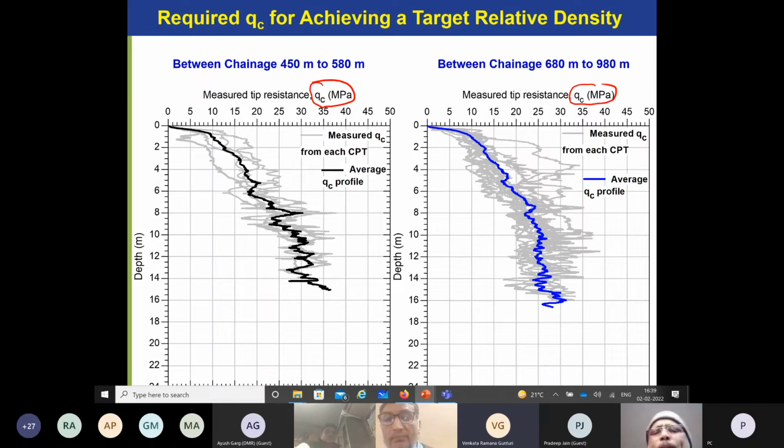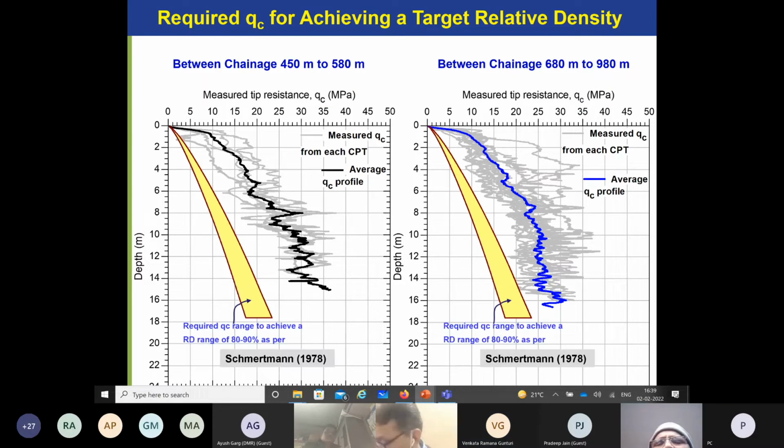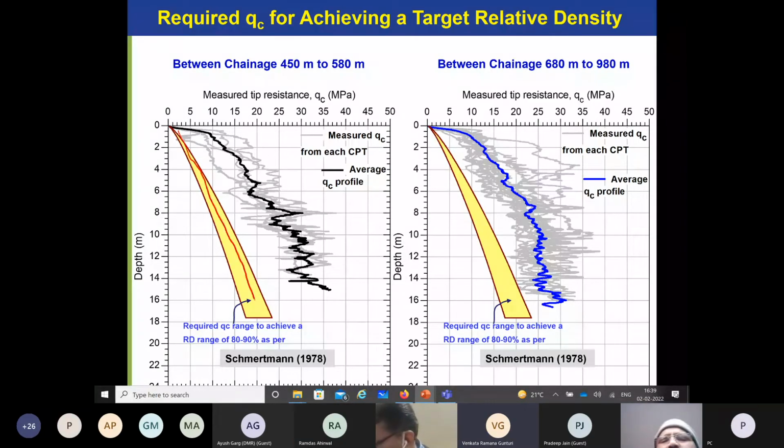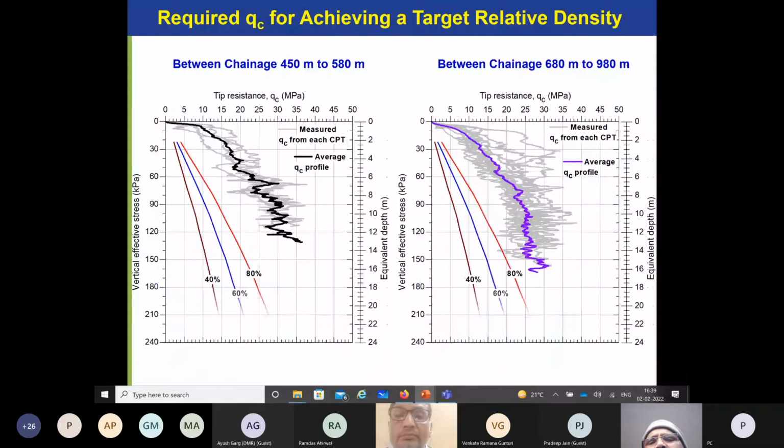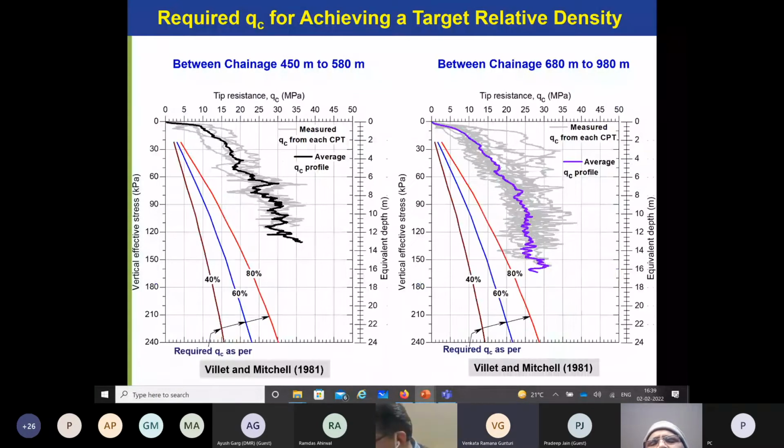As most of you are engineers in charge, they will ask you to pass the bill. Where is the quality control? So we arrived at the minimum QC required for paying the bill. This is the range of QC required for 80 to 90% as per Schmertmann's curve. See, all these things are well above, isn't it? It is falling well above. Now, for 80% and above, this is the curve.